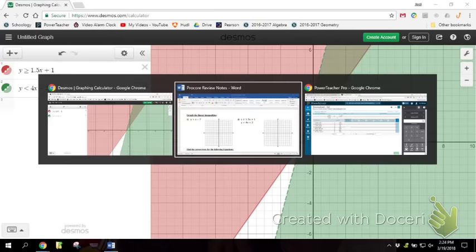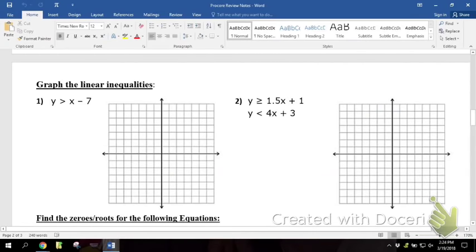And so when I graph this thing, again, let's see. There's my solid line. It should look something like that. My dotted line, let's see.